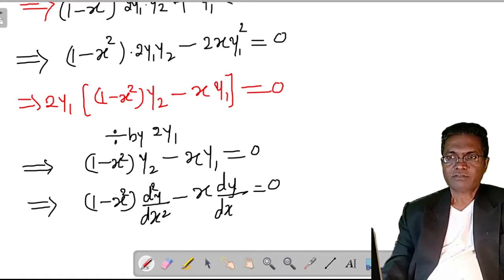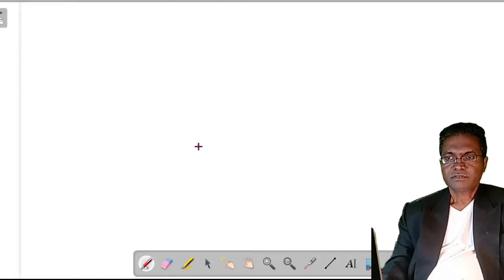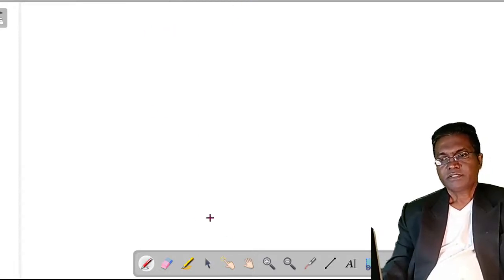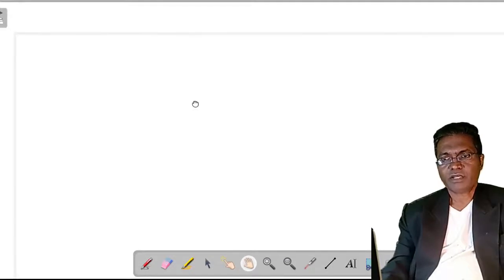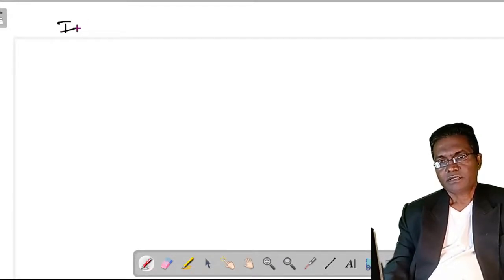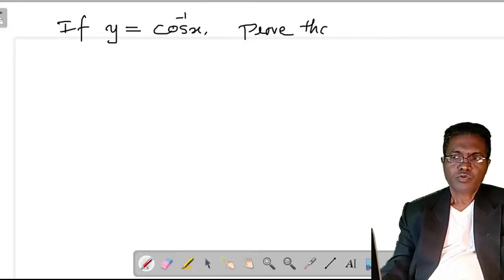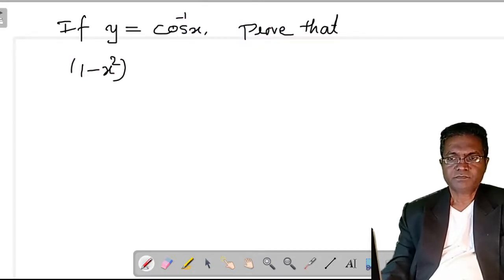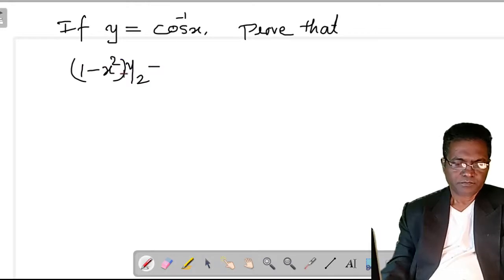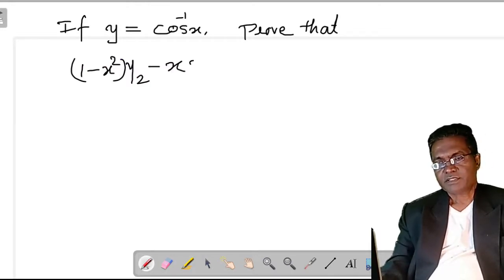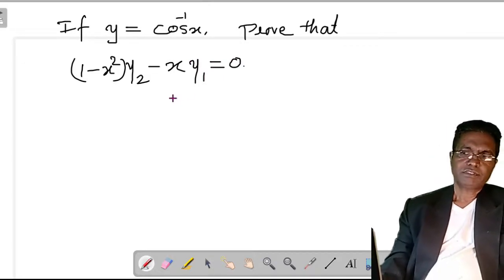Okay, so let's have a similar example. You take it as homework. If y is equal to cos inverse x, prove that the same result, (1 minus x square) y2 minus x y1 equal to 0.